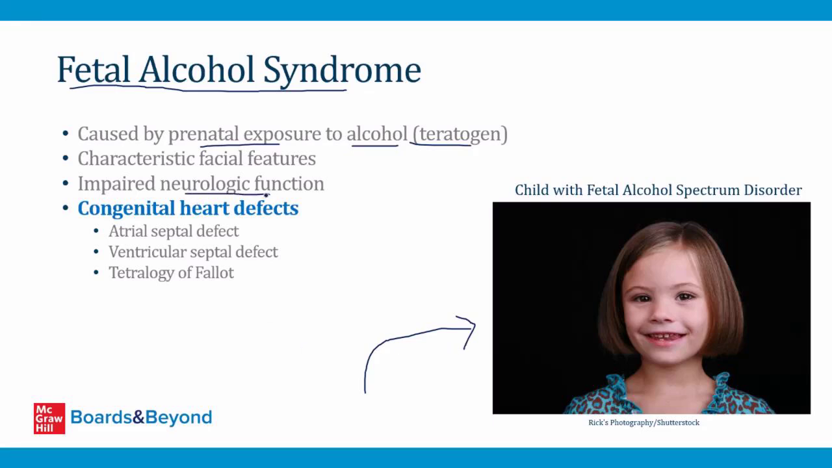But for our purposes here, what you want to remember is that children born with fetal alcohol syndrome have higher rates of certain congenital heart defects. In particular, atrial septal defects and ventricular septal defects are relatively common, and also tetralogy of Fallot, which is a form of cyanotic congenital heart disease that I talk about in another video.